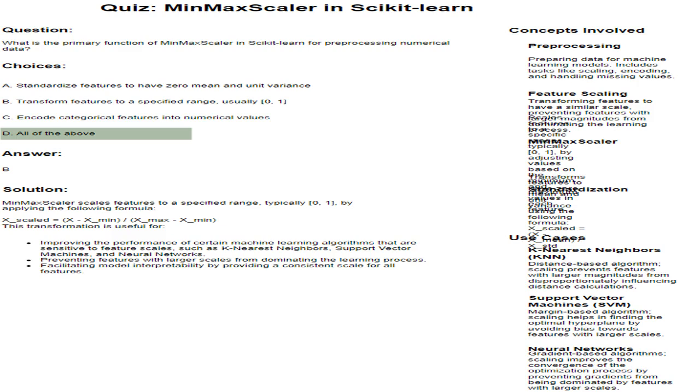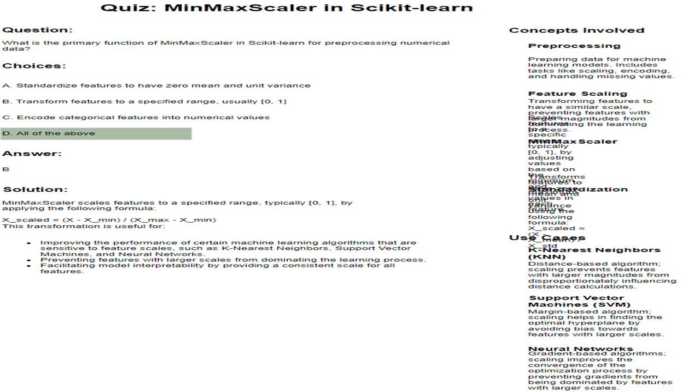False. This is the function of standard scaler, not min-max scaler. Standard scaler transforms features to have zero mean and unit variance. The formula is scaled x = (x - mean) / std.